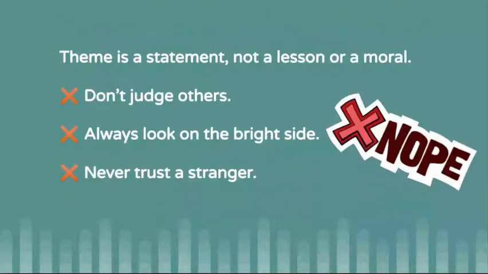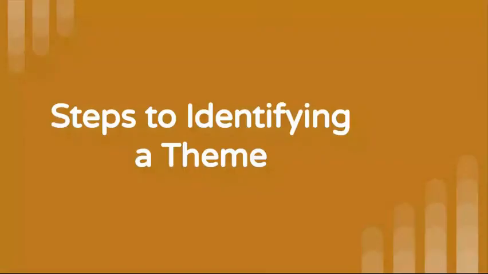One thing that a lot of students end up doing is writing lessons or morals, and those are really fitting for little children's books, but they're not theme statements. So things like don't judge others, always look on the bright side, never trust a stranger. Those are instructions, right? So make sure that your theme is not an instruction, right? Your theme is an observation, not something that you're telling someone else to do, right?